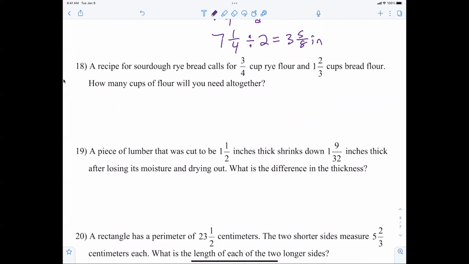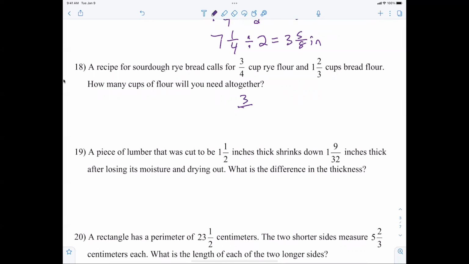Read it, Miss Vaughn. Let's see if you got this today. The recipe calls for 3/4 cup rye flour and 1 2/3 cups of bread flour. How many cups of flour will we need altogether? What are you thinking? Does this mean the rye flour and bread flour combined? Wow, that was pretty good. Now what? You add them. Very good. So everybody's going to write down 3/4 plus 1 2/3. And we're waiting on you patiently. Hurry up.